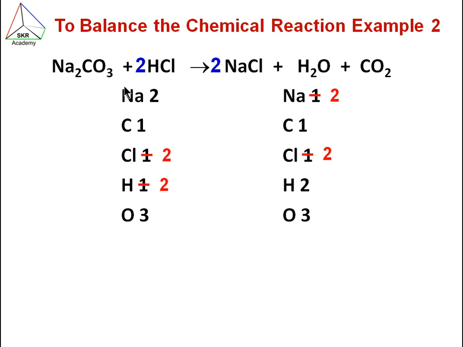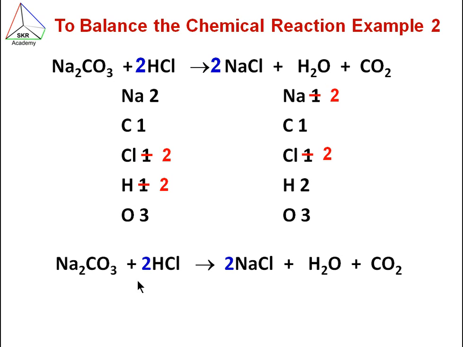So you can see we added only 2 coefficients, in front of sodium chloride and hydrogen chloride, and this reaction has become balanced. So our balanced reaction is: sodium carbonate will react with 2 molecules of hydrochloric acid and will produce 2 molecules of sodium chloride, 1 molecule of water and 1 molecule of carbon dioxide. So this is our balanced reaction.